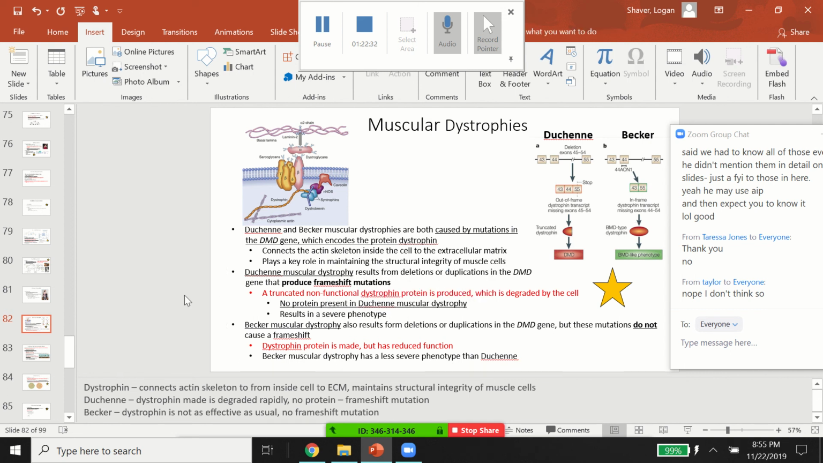Now with Becker, since it wasn't a frame shift, it's not as severe a mutation. You still get dystrophin protein made, but it has reduced function. It still works and is being made, so it's not being degraded, and it still has a purpose. Therefore its phenotype tends to be less severe than Duchenne. Remember all of that: the differences, the mutation, and that it's X-linked recessive, so it tends to happen more in males.